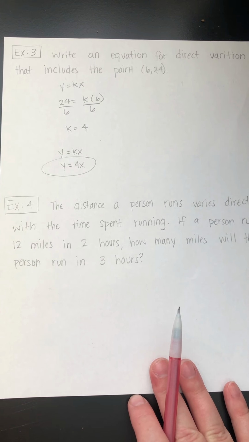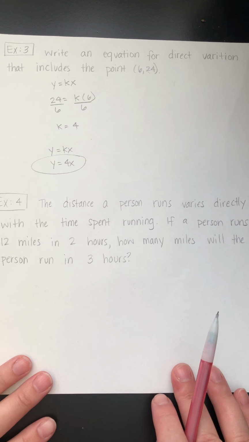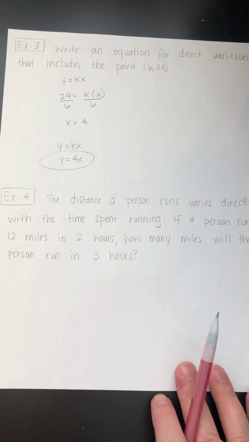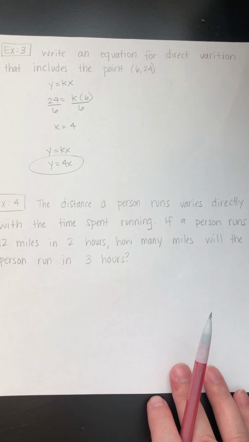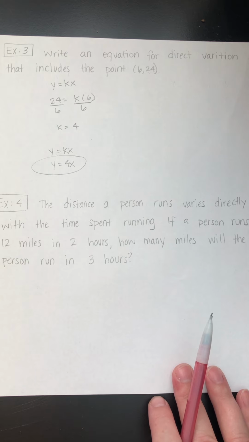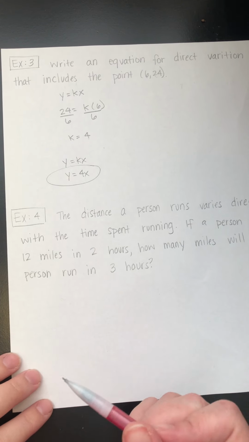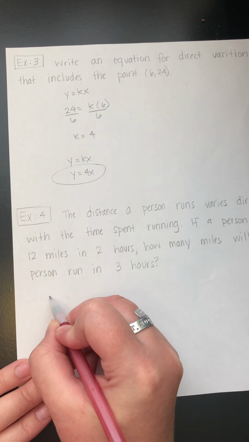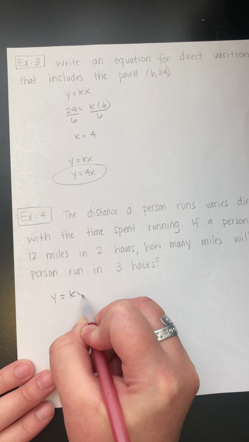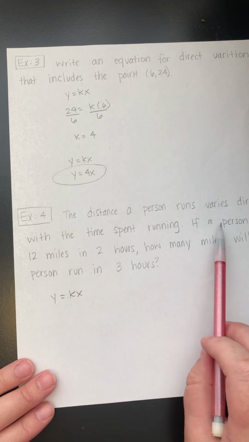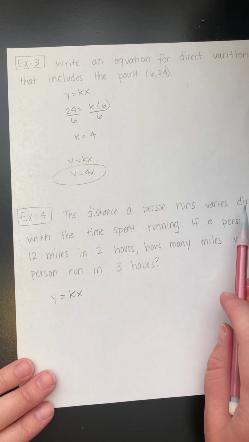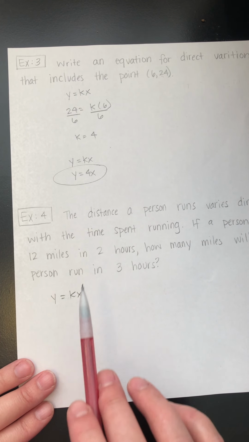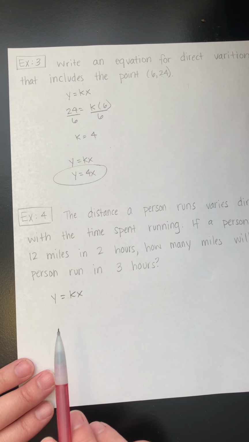Next, it says the distance a person runs varies directly with the time spent running. If a person runs 12 miles in 2 hours, how many miles will the person run in 3 hours? You could probably figure this out in your head, but just to get the practice for direct variation, we are going to write our equation. There are 2 ways to do it. The first one, the equation y equals k times x. And this is where we need to focus. It says that the distance a person runs varies directly with the time. So distance varies with the time.